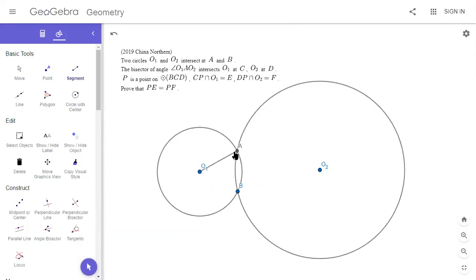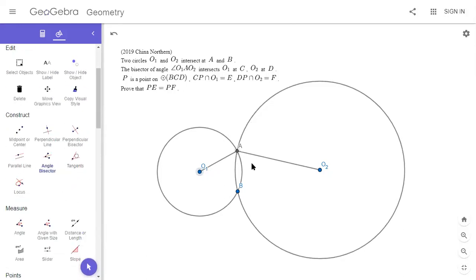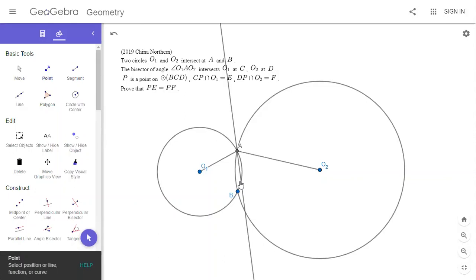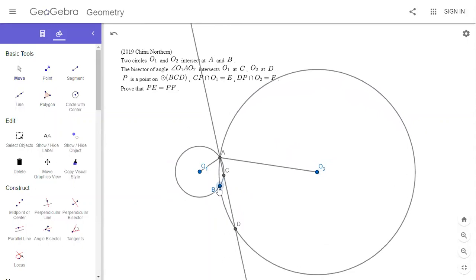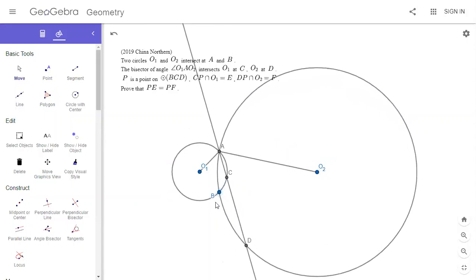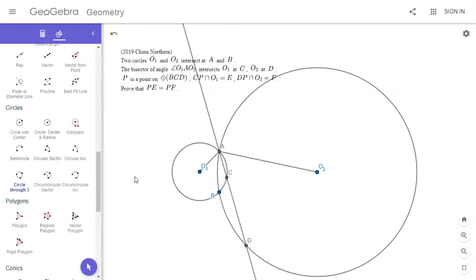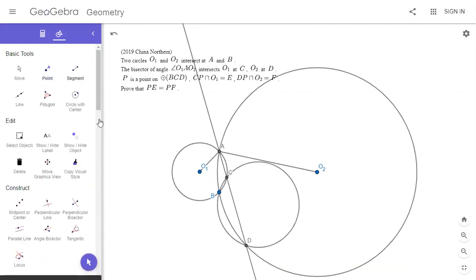The bisector of O1O2 intersects the circles at C and D. Okay. It intersects O1 at C and O2 at D. And then we draw this circle. So let me try to make this nicer. How do I do it? Let's see. Maybe something like that. Let me draw the circumcircle of BCD. And P is just any point on that circle.